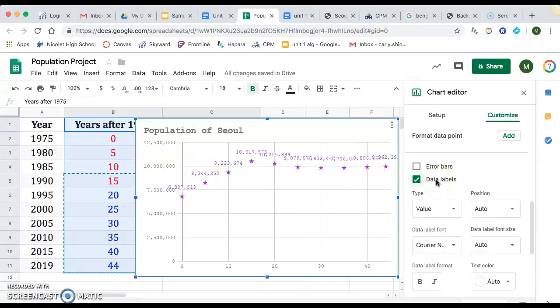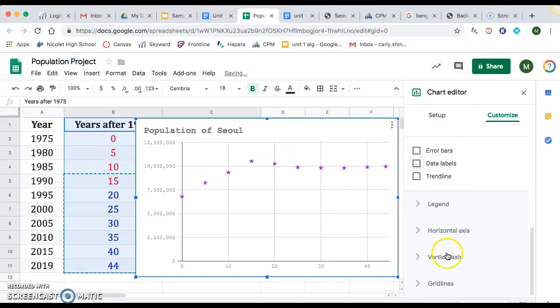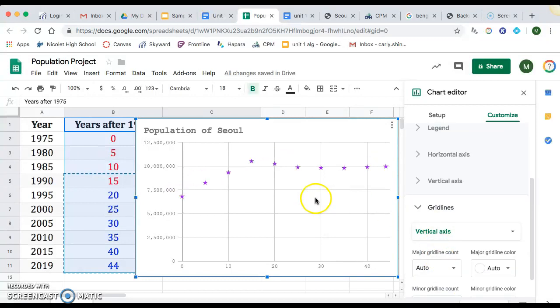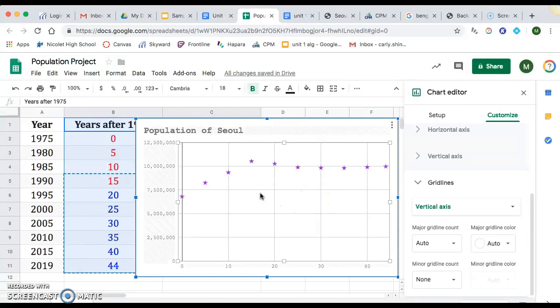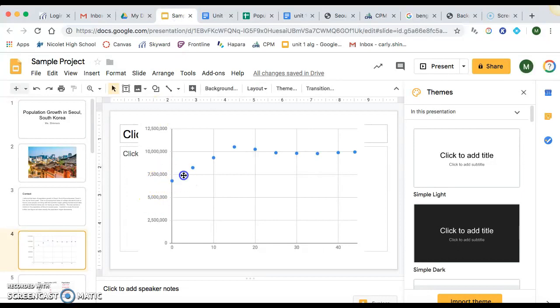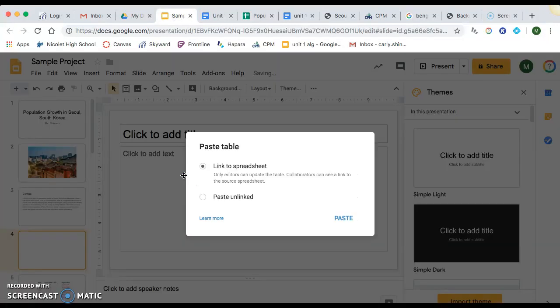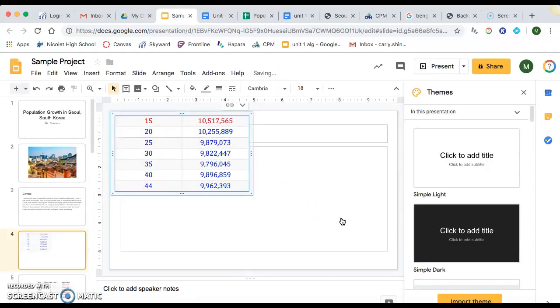But you can also, look at this, label your data. That's kind of messy, but if you like it, go for it. You can put some grid lines. You get the idea. Go nuts. And then you can copy and paste this right in your presentation. So I'm going to delete that. Link it to spreadsheet.